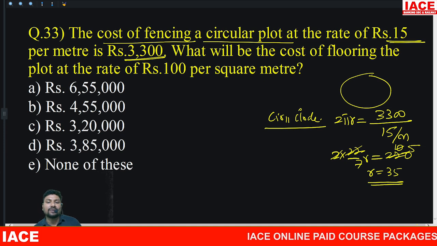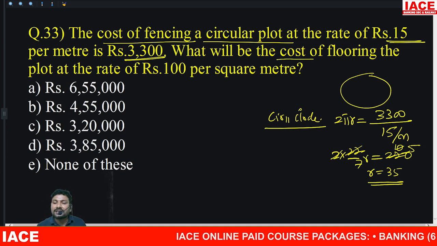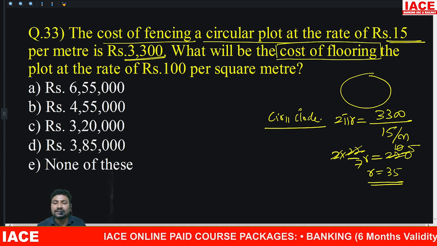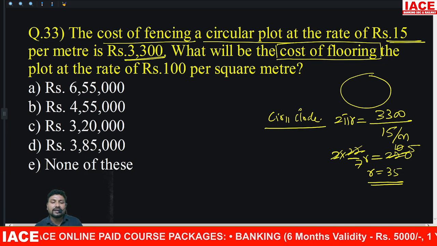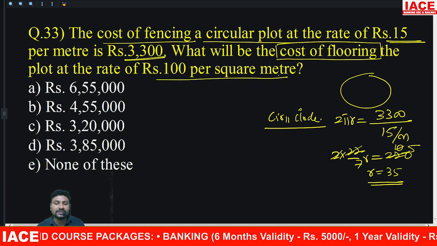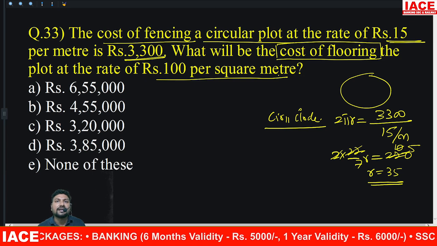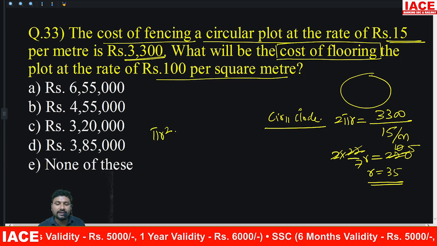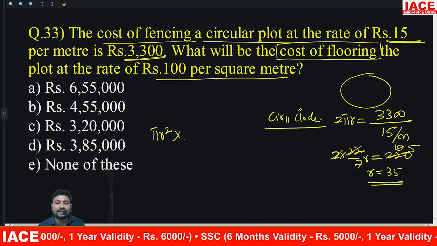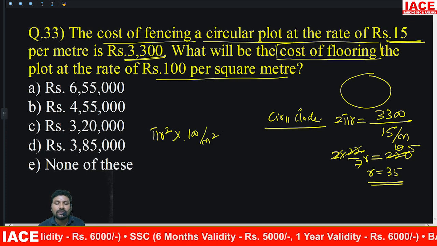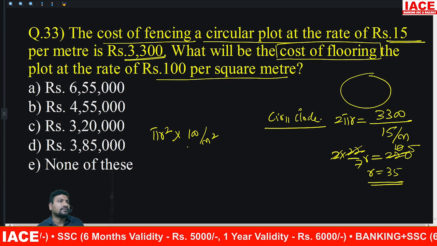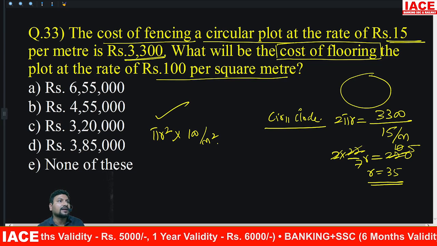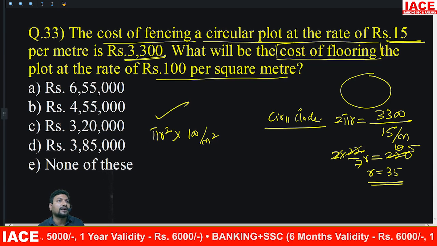Circumference of a circle formula is this. But they are asking the cost of lowering the plot. Clearly asking the cost of lowering. The rate is 100 rupees per square meter. 100 rupees per square meter means the area of the circle now. Area of circle formula is pi r square. Then pi r square is the area we get. Each square meter equals how much rupees? 100. This is giving the area. Area into each square meter, which is 100, will give the final answer.